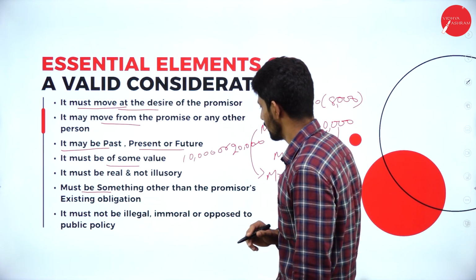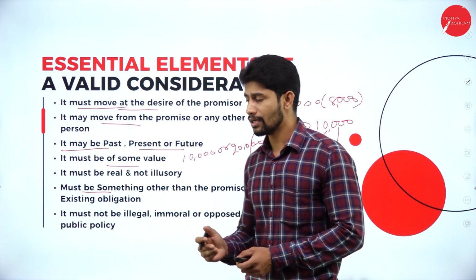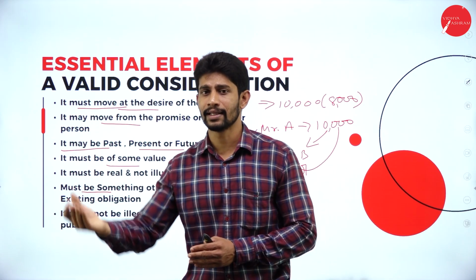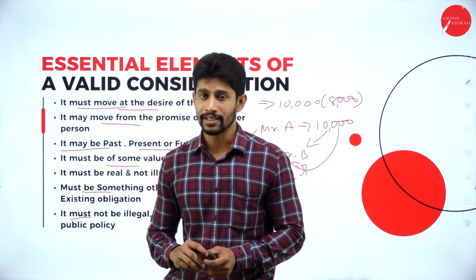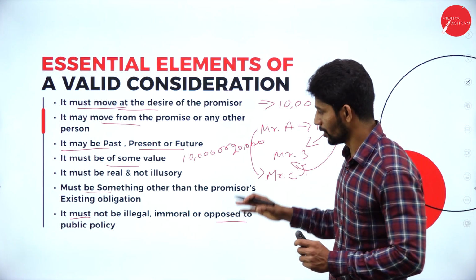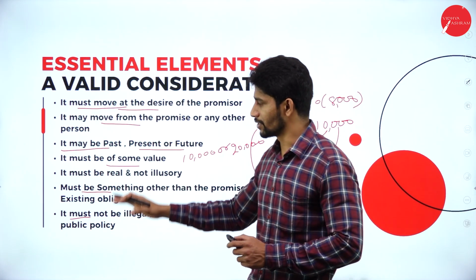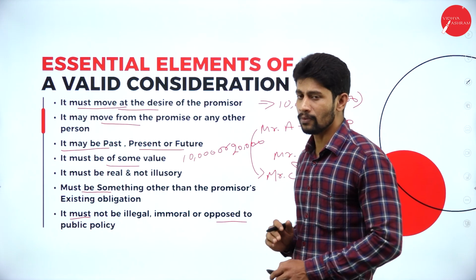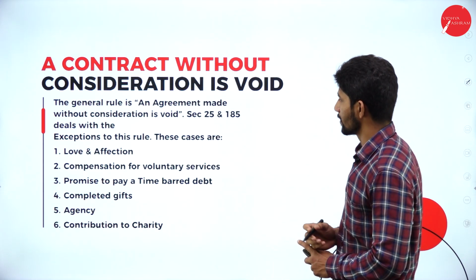Next, it must be something other than the promisor's existing obligation. Whatever promise he had made already, the consideration must be other than that. Next, it must not be illegal, immoral or opposed to public policy. The consideration should not be illegal or immoral, and it should not cause any problem to public policy. So if a consideration fulfills all these seven conditions, then it will be considered a valid consideration with respect to the Indian Contract Act of 1872.